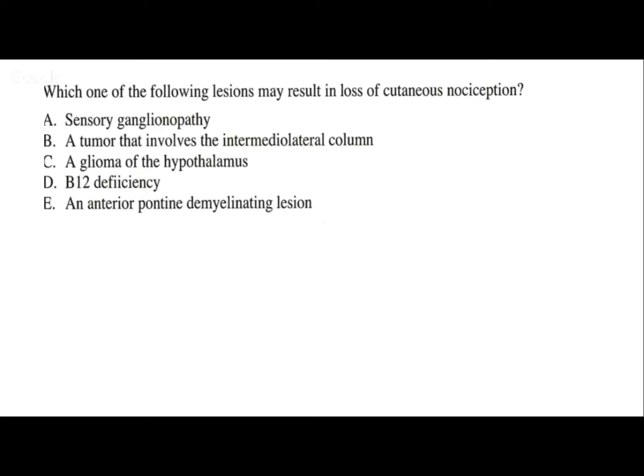Okay, rule out the ones. Can it be an anterior pontine demyelinating lesion? No, anterior is motor. Motor, yeah. So that's out, right? Can it be B12? Maybe, if you're thinking subacute combined degeneration, dorsal column, lateral column, maybe. Okay, so let's keep that there. A glioma of the hypothalamus? Probably not. It does involve the pain pathway, but it's more about modulating the perception of pain. Tumor that involves the intermediolateral column?